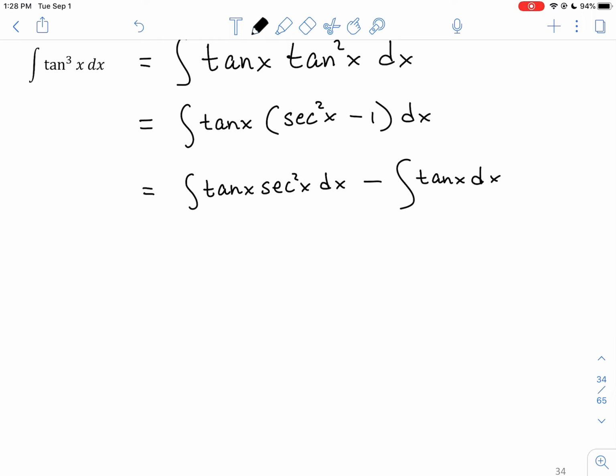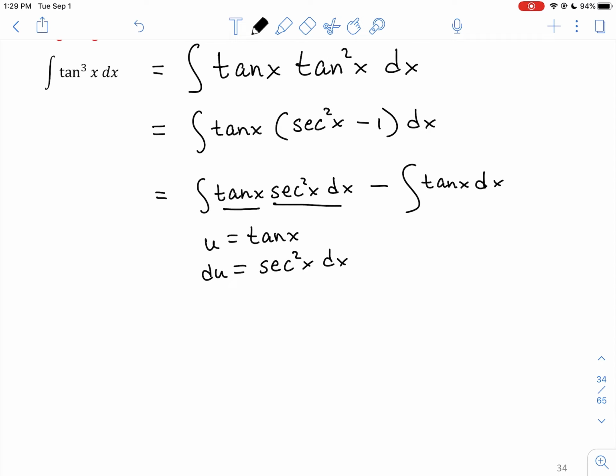But notice we have some options in this one. It's also true that if I let u just be tangent of x, then the derivative of tangent is secant squared of x dx, which I have sitting right there. So this would just be a u and a du.